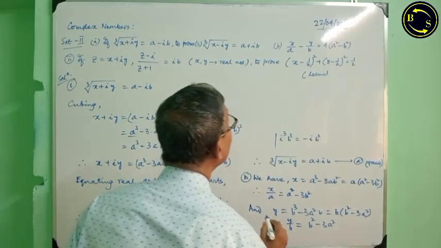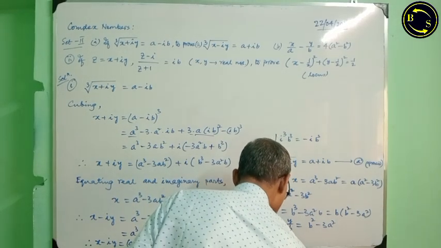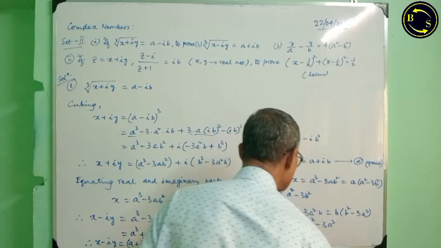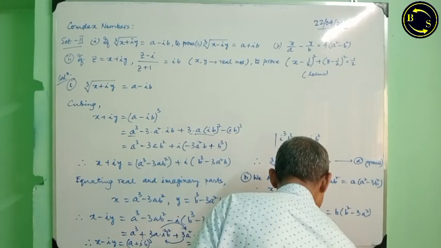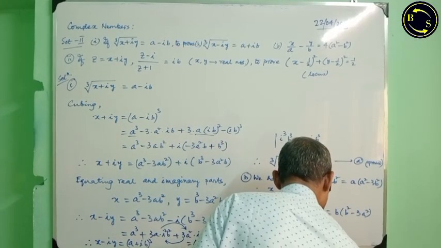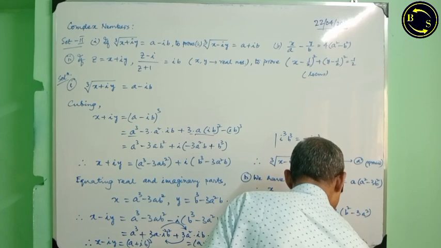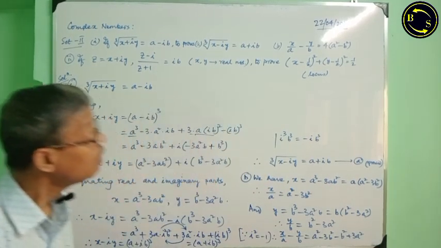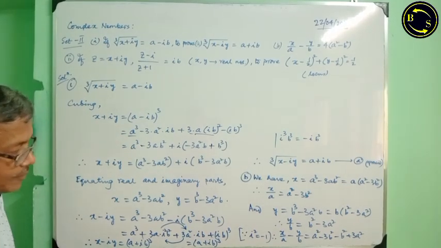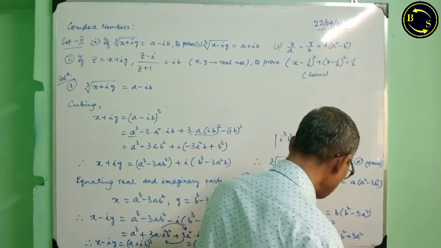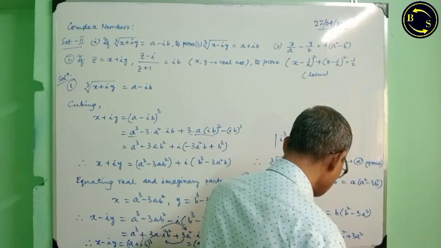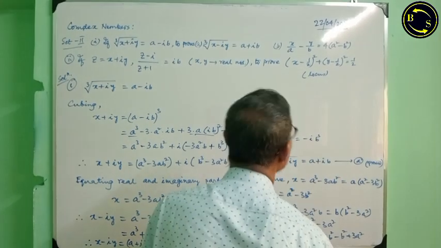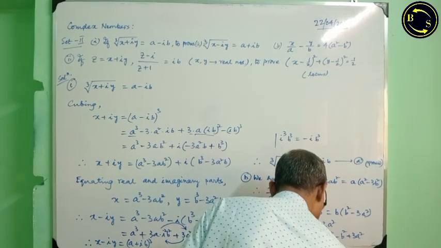Therefore, x by a minus y by b is equal to a square minus 3b square minus b square plus 3a square. a square plus 3a square is 4a square, minus 3b square minus b square, that is equal to 4a square minus 4b square. I take 4 as common factor.